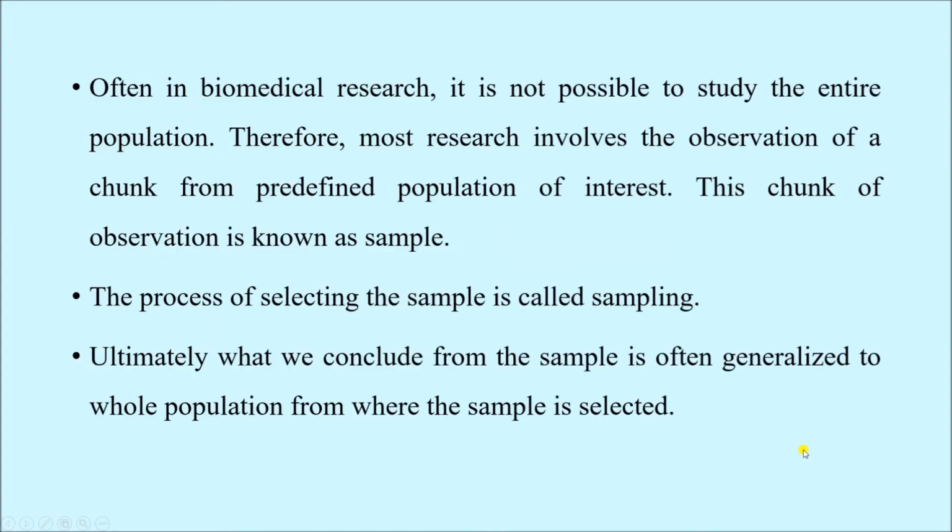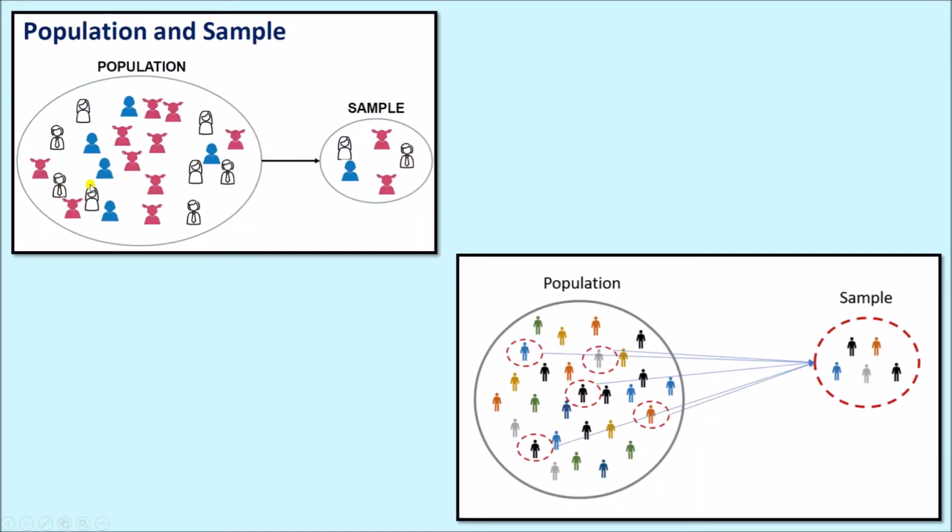Often in biomedical research, it is not possible to study the entire population, as I mentioned. Therefore, most research involves the observation of a chunk of a predefined population of interest, which is known as a sample. The process of selecting the sample is called sampling. So now we know what sampling is. It is how we select the sample from the population. Ultimately, what we conclude from the sample is often generalized to the whole population from where the sample is selected. So we have some population, and from that we collect our sample. We conduct our study on the sample, and whatever finding we get in the sample, we can generalize it to the population.